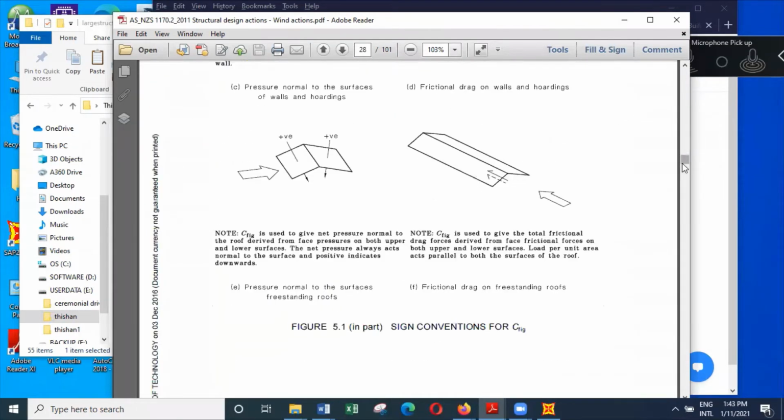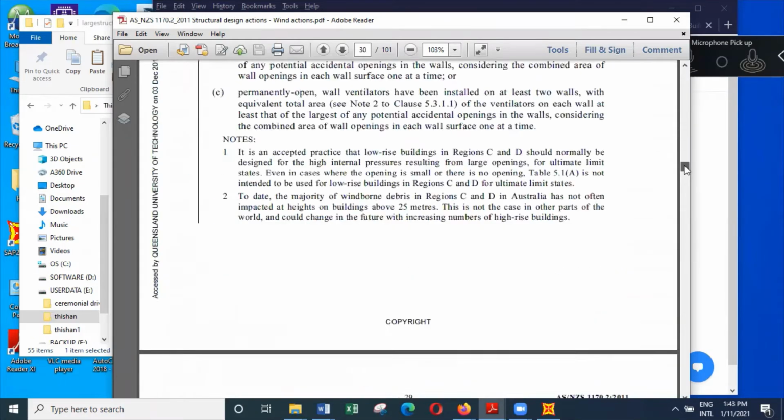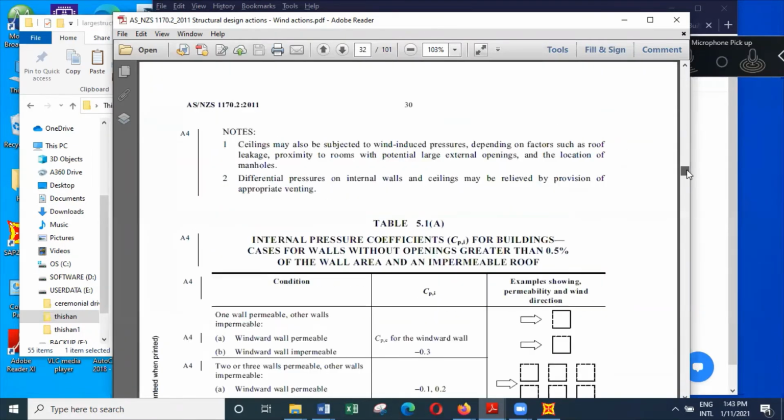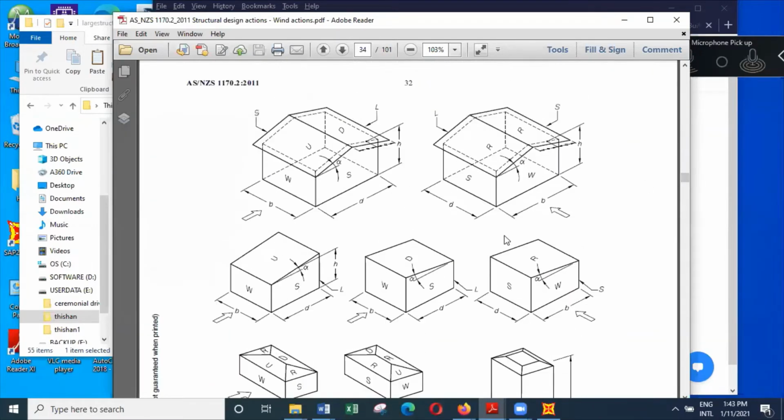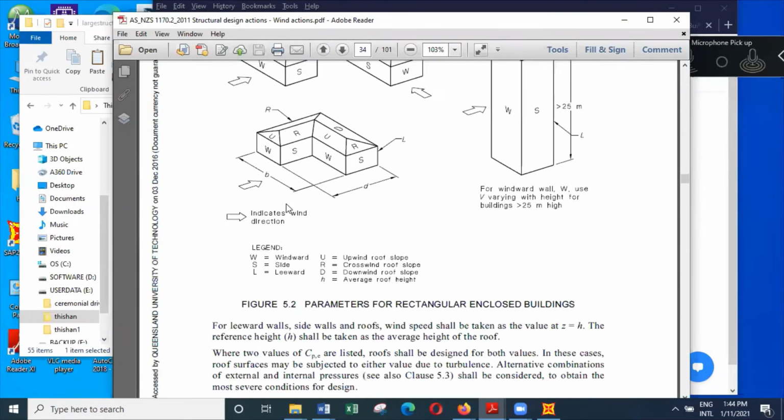Then it actually allows for various other possibilities. And this is how we have considered the width of the building as B and the depth of the building as D when the wind is acting in this direction. So it holds.